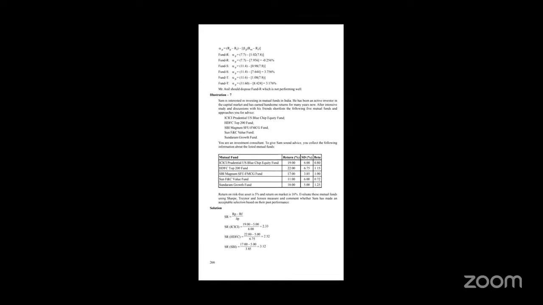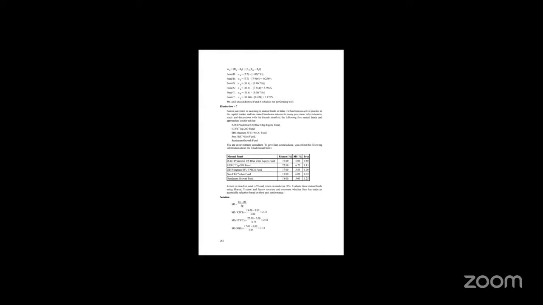If you look at the formula for Sharpe's ratio, it is RP minus RF divided by the risk of the portfolio. For ICICI, the return on the portfolio is 19% minus the risk-free rate of 5%, and beta is 6. So it is 2.33 for ICICI, 2.52 for HDFC, 3.12 for SBI, and 2.60 for Sundaram.